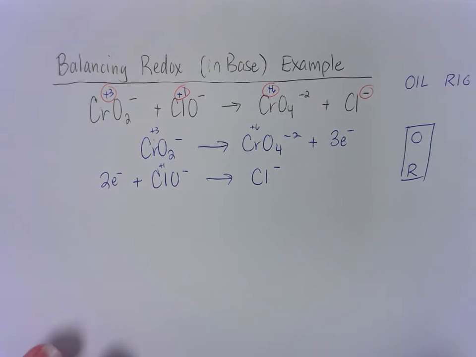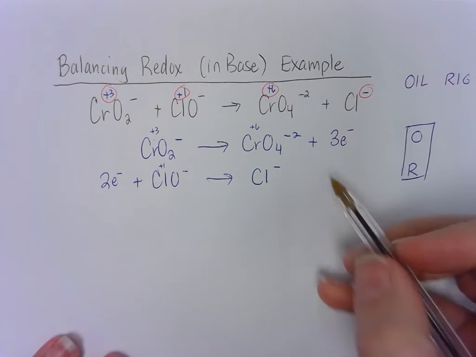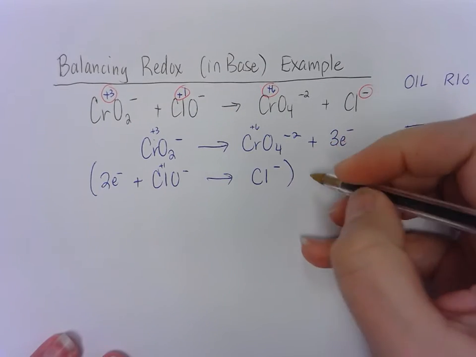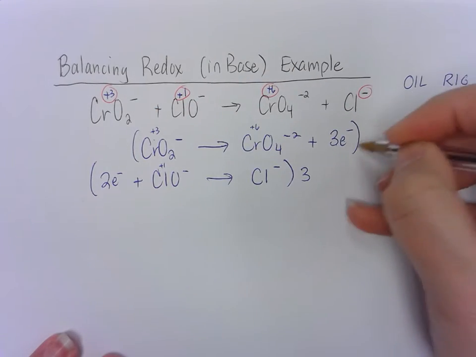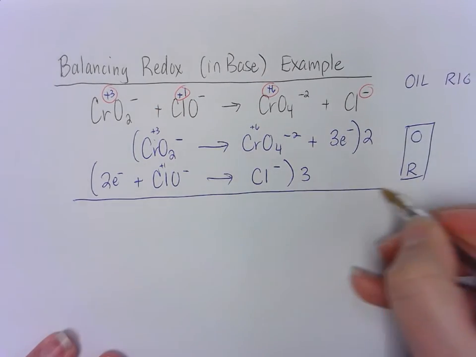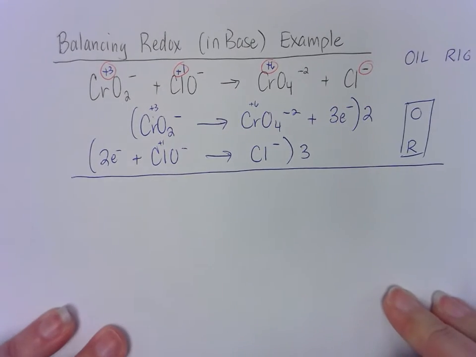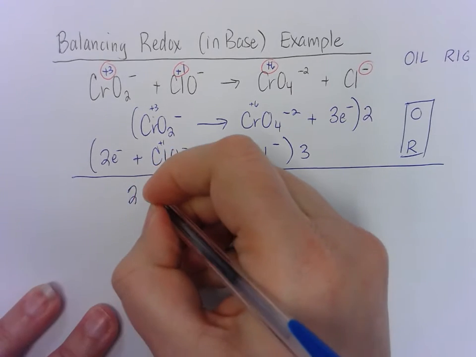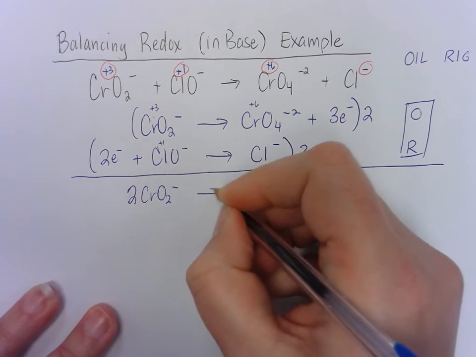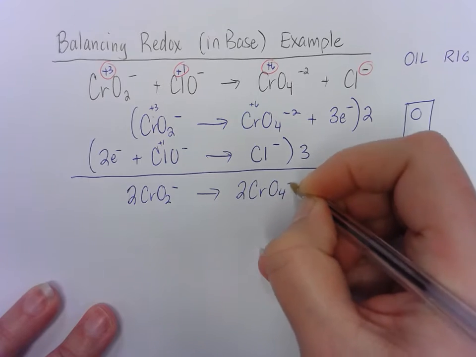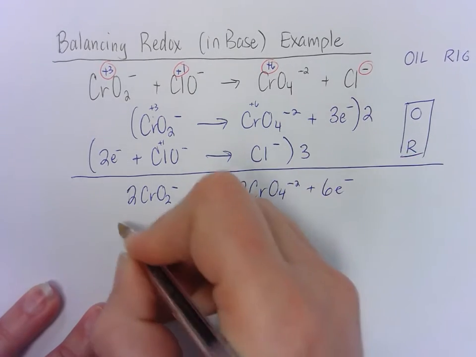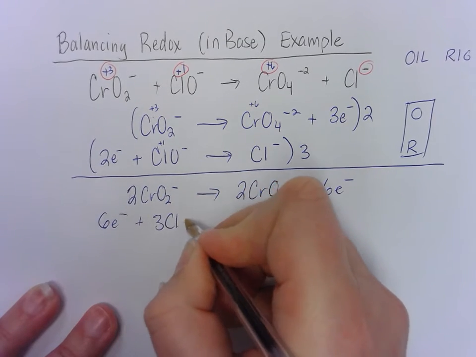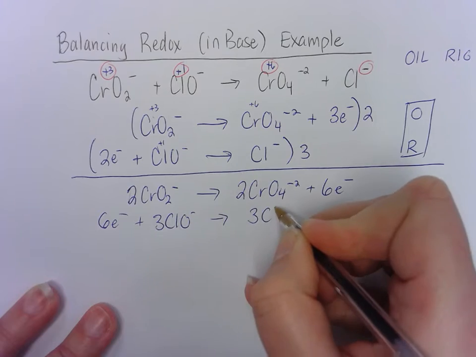Okay, so let's balance our electrons. We have 3 and 2, so the multiple would be 6. So we're going to multiply this reaction by 3 and this reaction by 2. And I'm going to go ahead and rewrite it to help make it a little less confusing and make sure that I distribute my factors in. I have 2 CrO2 minuses and 2 CrO4 minus 2s and 6 electrons. The second line gives me 6 electrons and 3 ClO minus and 3 Cl minus.